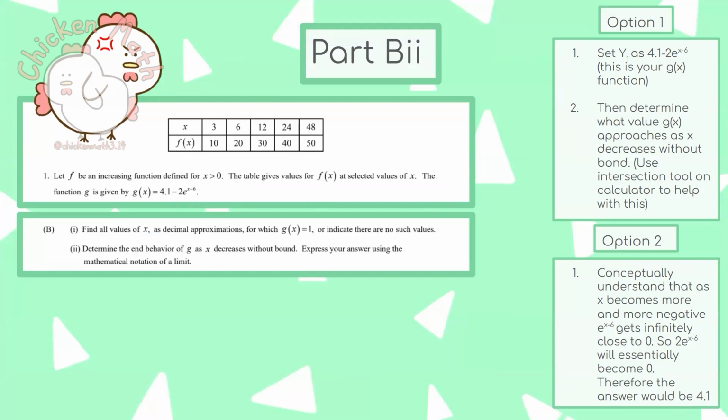All right, so moving on to part B2, we are asked to determine the end behavior of g of x as x decreases without bound. And we have to make sure to use proper limit notation. So there's 2 ways to approach this problem, or 2 ways that I know of. First I'll go over option 1, which is the way that worked best for me when I was taking pre-calc. And this is calculator based. And option 2, you can do it without a calculator.